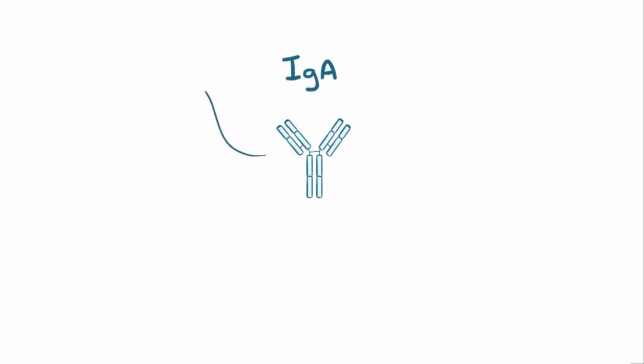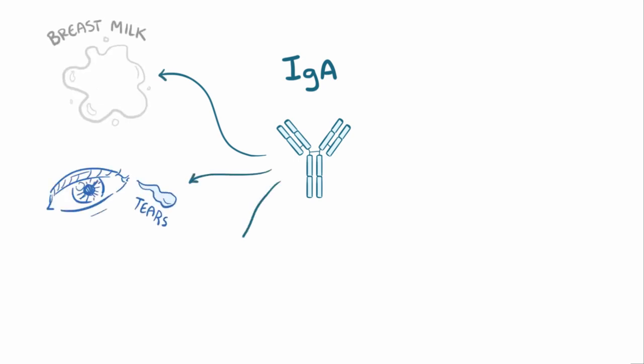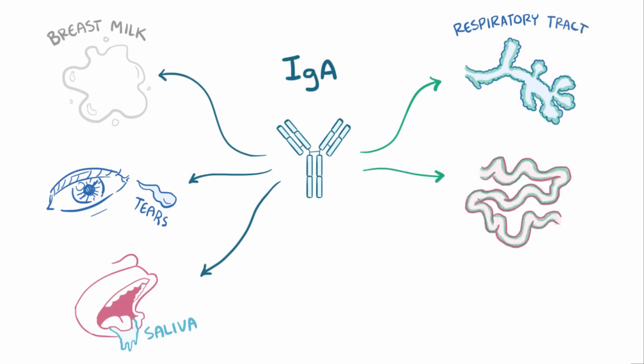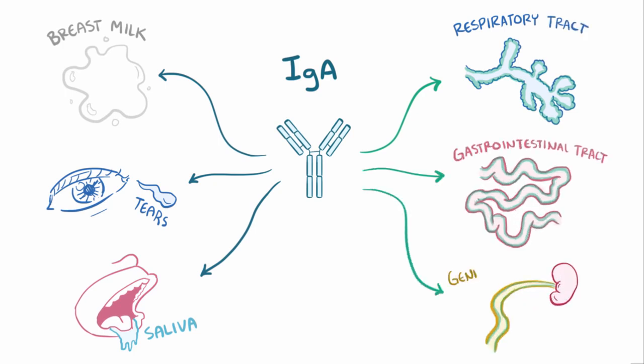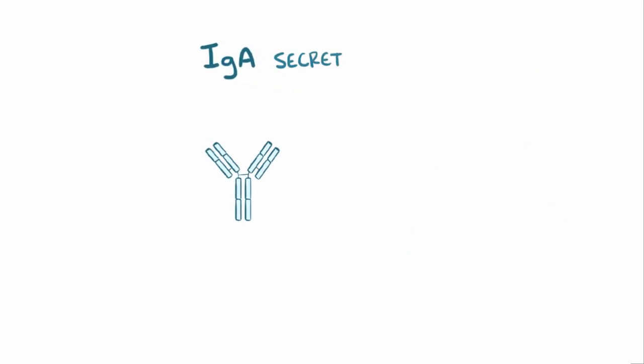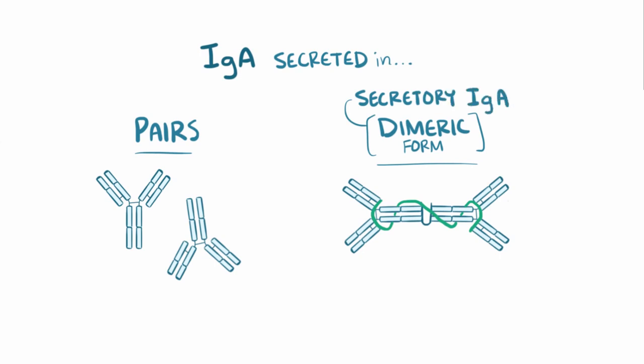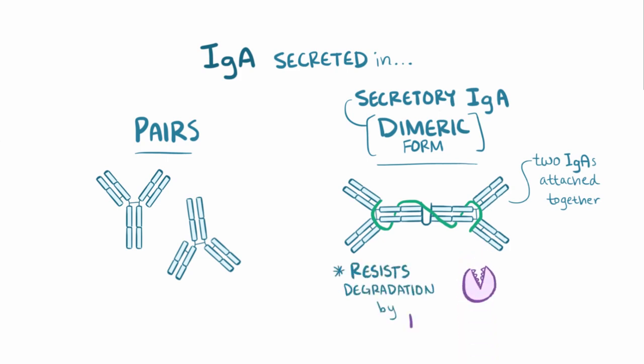IgA is the main antibody found in breast milk, tears, saliva, and the mucosal secretions of the respiratory tract, gastrointestinal tract, and genitourinary tract. Unlike other antibodies, IgA can be secreted out in pairs or a dimeric form called secretory IgA, which is literally two IgA antibodies attached together. By being bound together, it helps both antibodies avoid degradation by proteolytic enzymes in harsh environments like the gut.